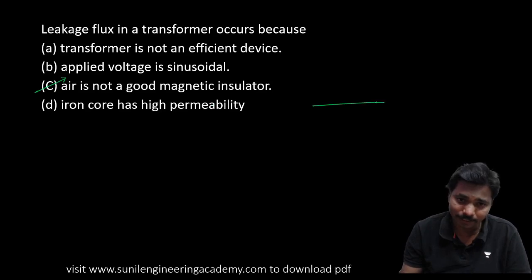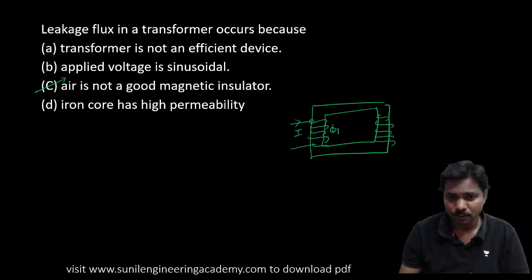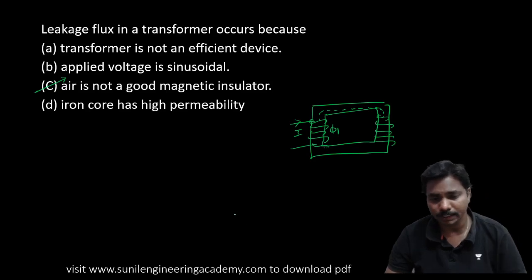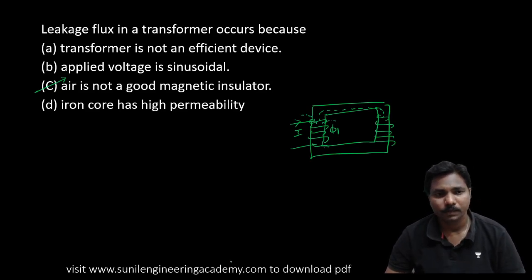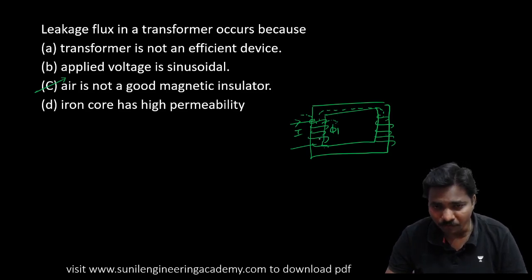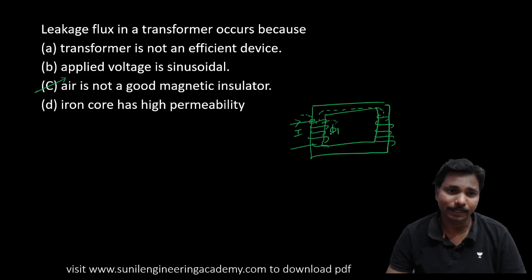What is meant by leakage flux? If it is a transformer core, here we have the windings. Whenever current flows through this one, flux will be produced. Most of the flux will flow and reach the secondary. But some of the flux may leak here and here. This flux is nothing but leakage flux. It is associated with only one winding, not two windings. So this flux is nothing but leakage flux.